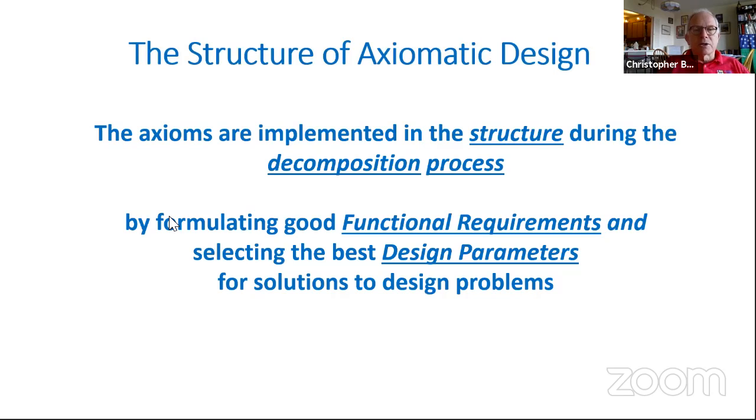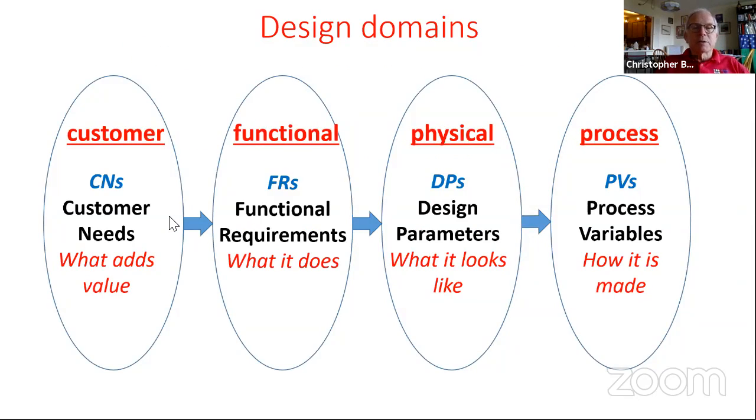All right, let's take a look at the structure. So the axioms are implemented in the structure during the decomposition process. We're going to be talking more about decomposition. So we need to formulate good functional requirements and select the best design parameters of the physical solutions to solve the problems. So we can divide the design space or design domains, or we can have 4 design domains. We can design it into 4 parts.